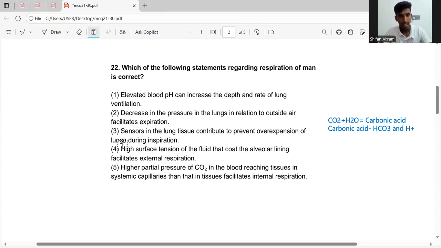So let's go to the third answer. Sensors in the lung tissue contribute to prevent overexpansion of lungs during inspiration. Okay. So we have learned that lung tissue does contain sensors that prevent overexpansion of the lungs. These sensors sense when the lung is over expanding to prevent it from damaging, and these sensors send signals to the brain. So the brain inhibits further inhaling. So this is the right answer and I'll highlight it.